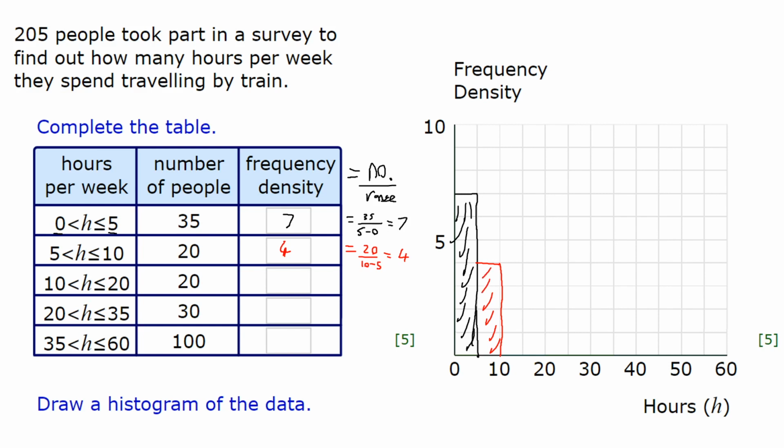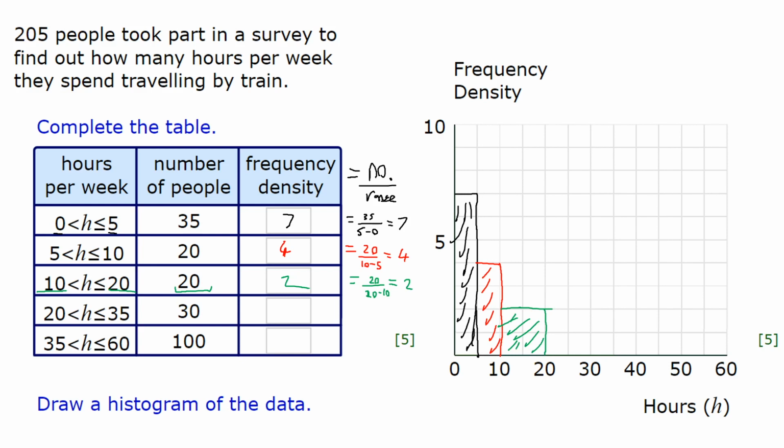Let's move on to the next example. For this one, we have a number of people, 20. So the frequency density is just going to be 20 divided by 20 minus 10, because those are the numbers in the range. And so it equals 2. So for this one, our frequency density is 2, and therefore this is what our bar will look like, because it goes from 10 to 20 and it's got a frequency density of 2.